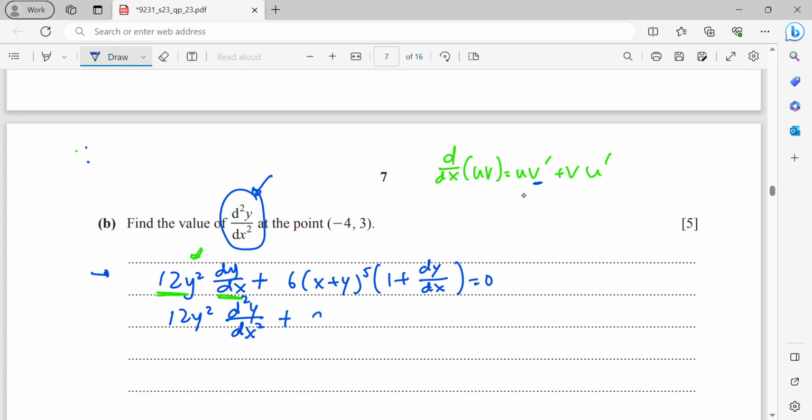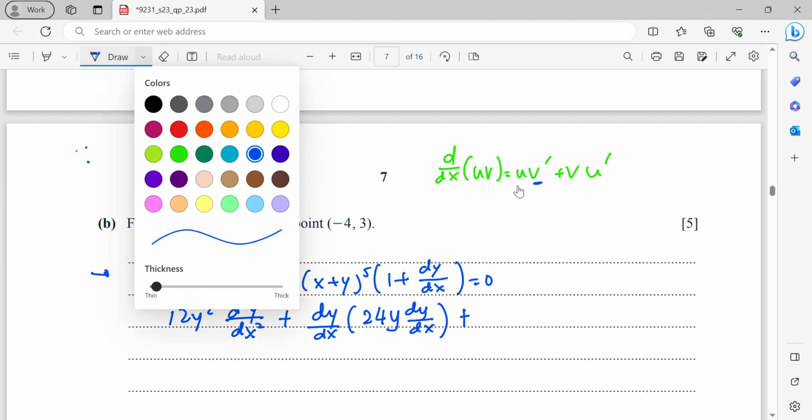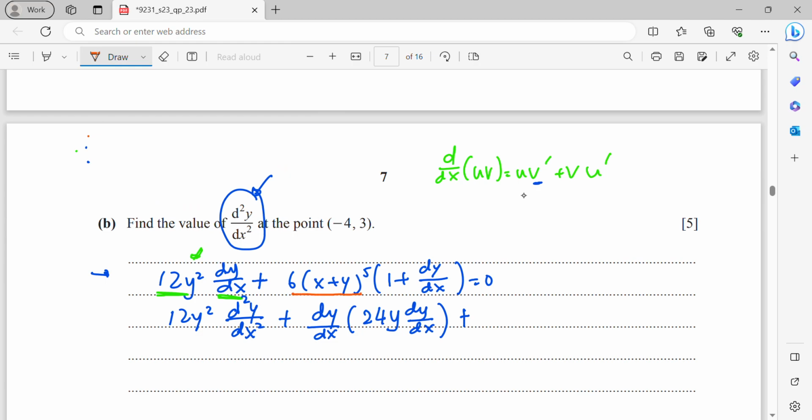Then you plus, keep the dy/dx, and differentiate 12y^2. So this is in terms of y. When you differentiate with respect to x, again you use the chain rule. So differentiate 12y^2 with respect to y first. That is 24y. Then you times with dy/dx. Now, done for the first differentiation. Now for second differentiation, what to do is, again, this is the product rule. Keep, this is the u, this is the v.